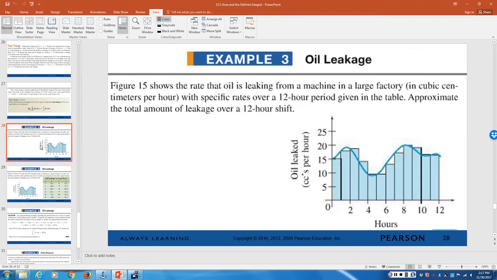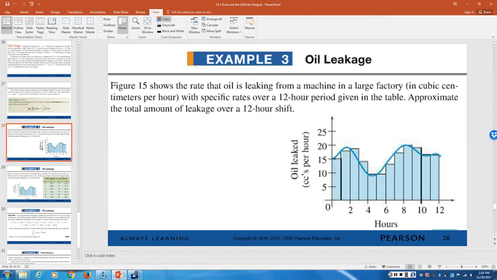Here's one that's more going to have to be done with geometry. So we're going to use the calculator to help us do some arithmetic. This figure shows that oil is leaking from a machine in a large factory in cubic centimeters per hour, with specific rates over a 12-hour period given in the table.